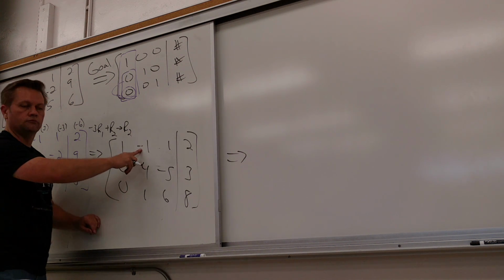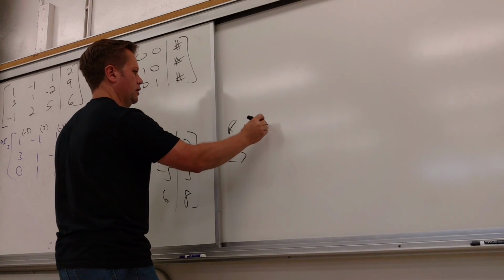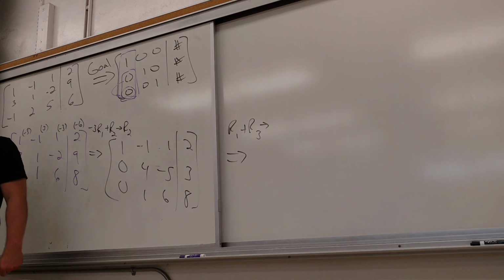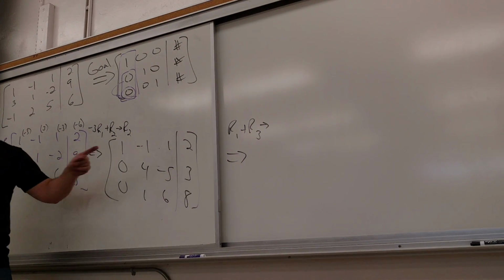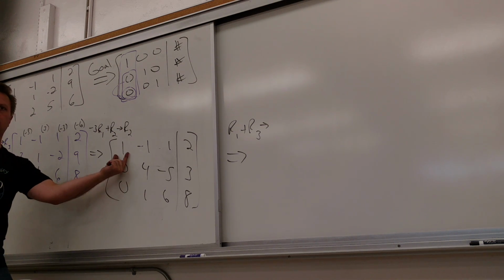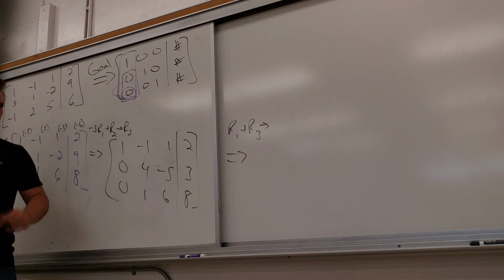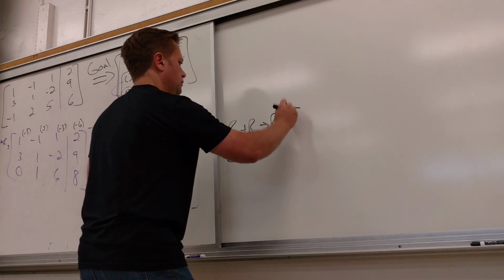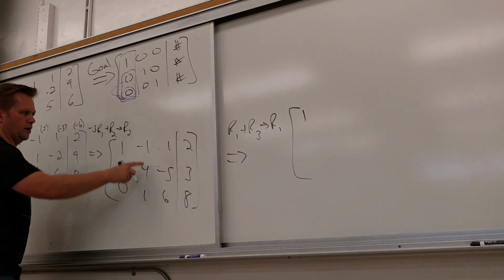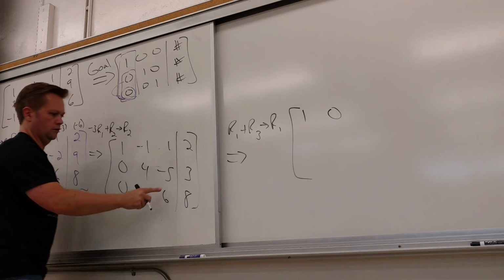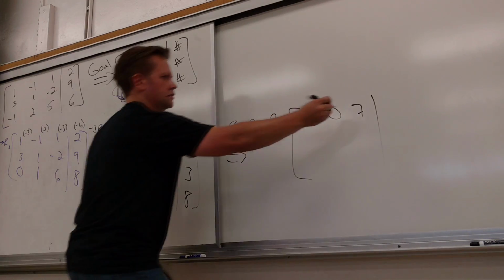Add row 1 to row 3 and put the answer in row 1. And look, that 0 won't mess with that 1. Do you see? That's why if you do the first column, these 0s won't mess with that 1. That's kind of why we do it in this order. Put the answer in row 1. So 0 plus 1 is 1. 1 minus 1, 0. 6 plus 1, 7. 8 plus 2, 10.